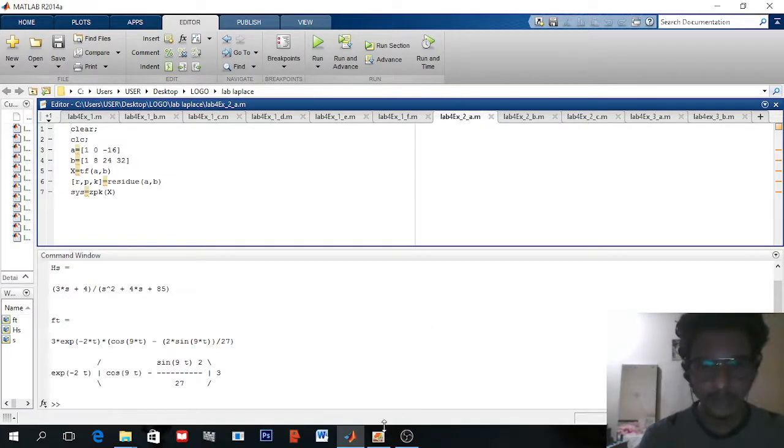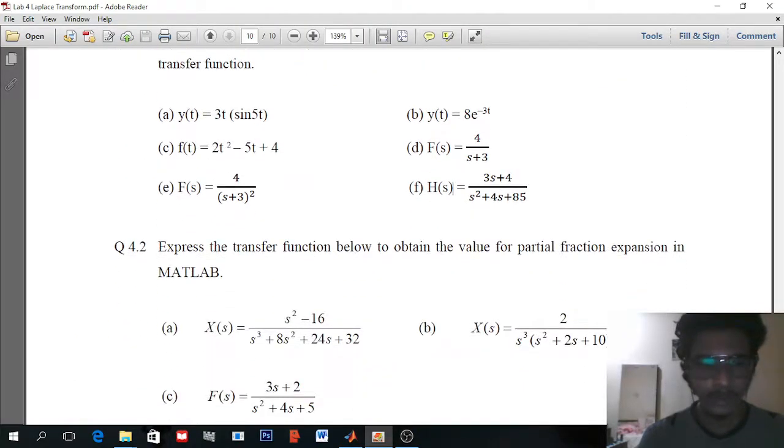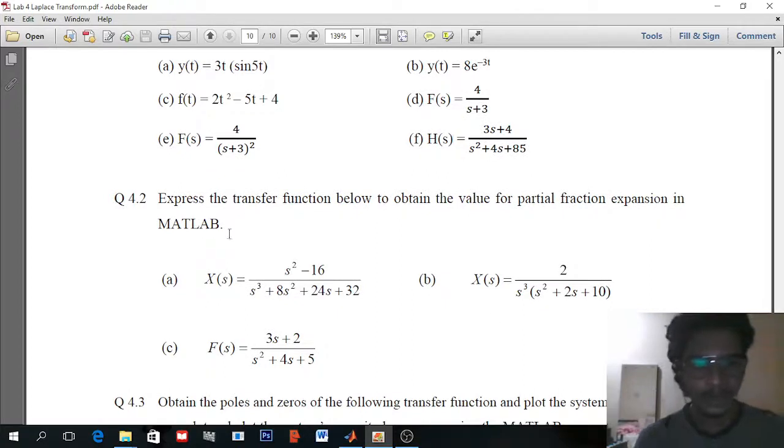Now question 2. As for question 2, express the transfer function below to obtain the value for partial fraction expansion in MATLAB. Okay, these are the functions given.